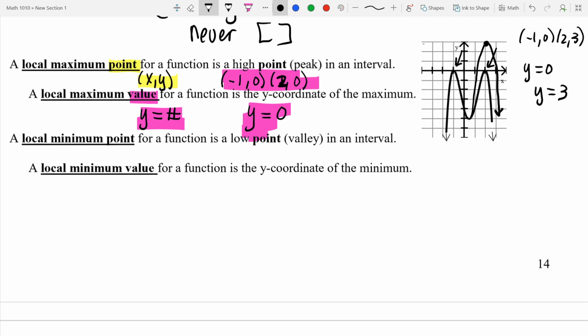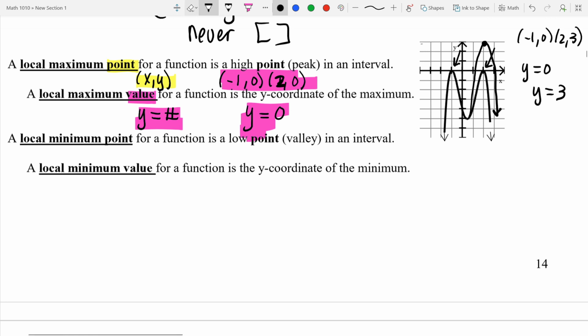So a local maximum is just a maximum within a particular region, okay? It doesn't have to be the highest, it's just the highest in a region, okay?